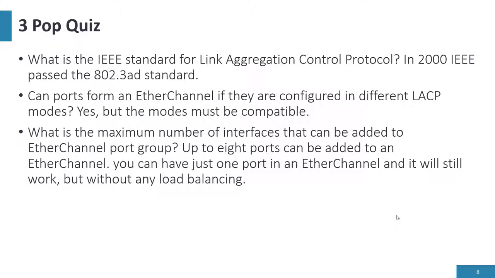If you have more than 1 port in your port group, say you have 4 ports in your EtherChannel and one of the ports goes down, the traffic will be load balanced across the remaining 3 ports that are up. This is called auto recovery for the EtherChannel port group.